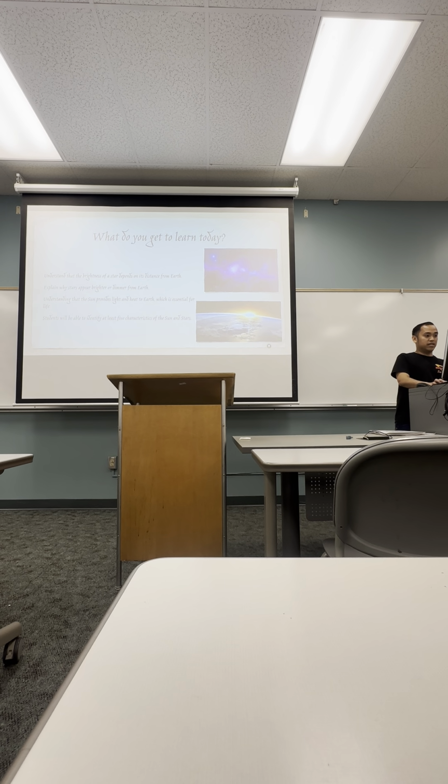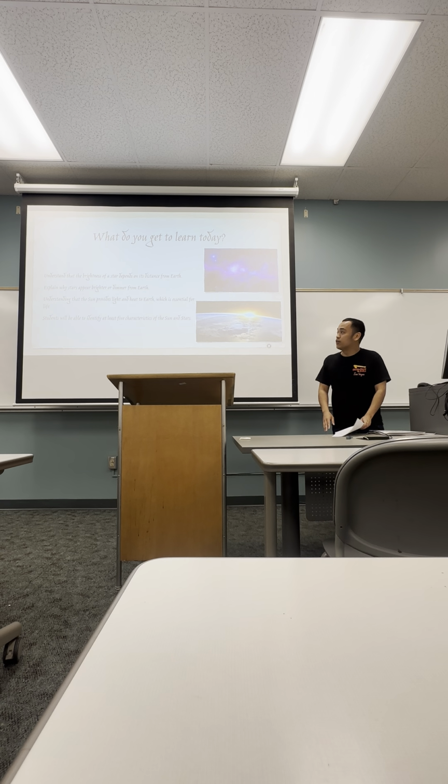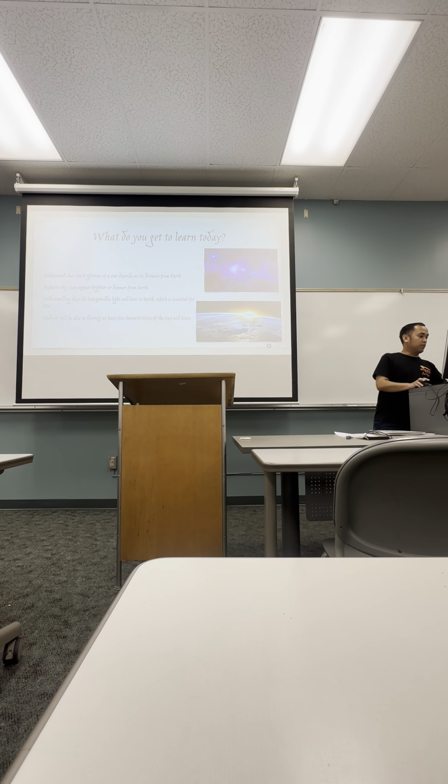So our learning objective, what do we get to learn today? Understand that the brightness of a star depends on its distance from the earth. Explain why stars appear brighter or dimmer from the earth. Understand that the sun provides light and heat to earth, which is essential for life. Students will be able to identify at least 5 characteristics of the sun and the stars.